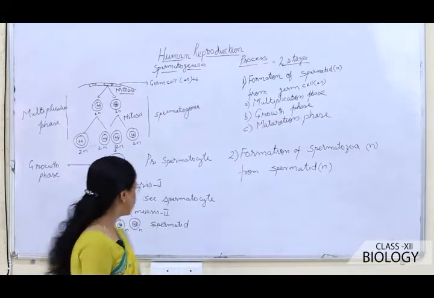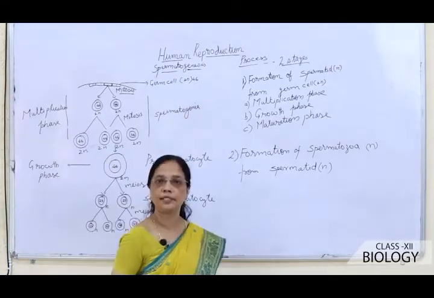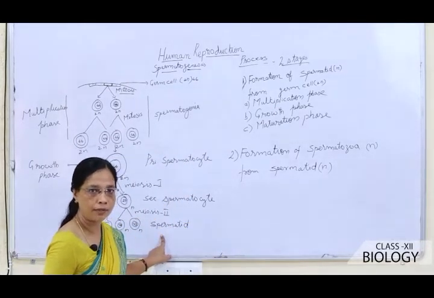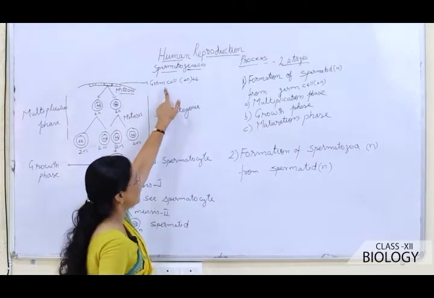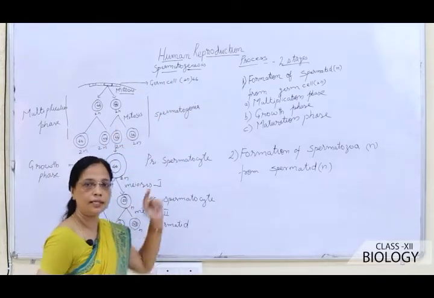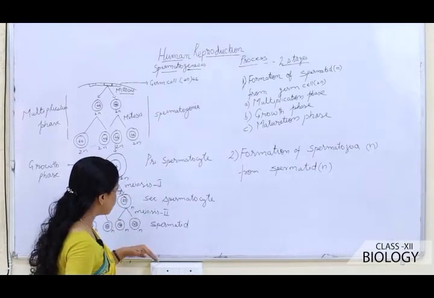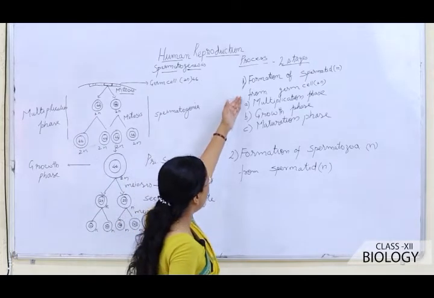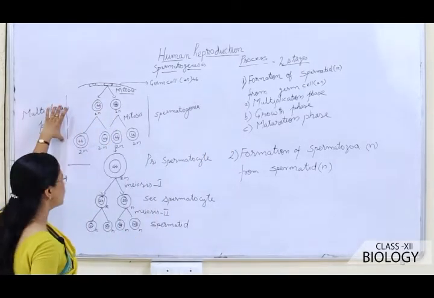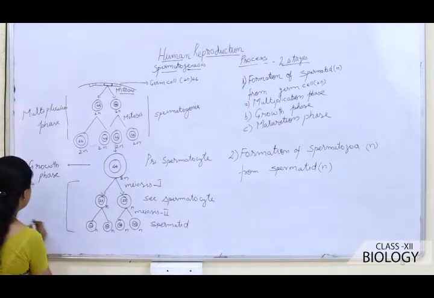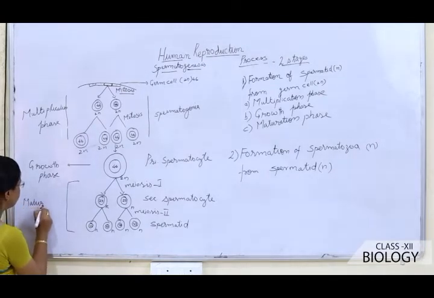Now you see here we have completed the first stage. What is the first stage? Formation of spermatid. Spermatid is formed from where? From the germ cell, that is, the diploid germ cells undergo division. First it will undergo mitosis, then after meiosis it becomes a haploid cell. So what is the next stage? We have completed all three phases. This is the multiplication phase, this is the growth phase, and this is the maturation phase.